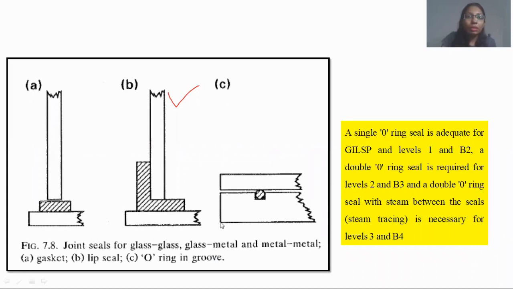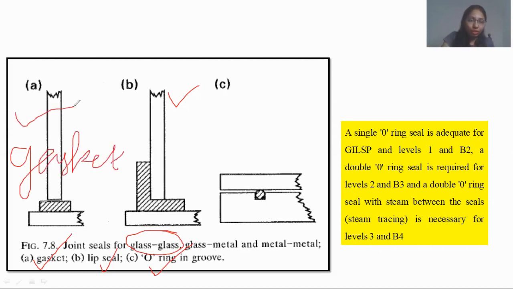So there are three different types of seals. One is gasket seal, one is lip seal, and the other one is O-ring in groove. Okay, so when you have to make a glass to glass aseptic contact, then you are going to use a gasket type of seal. Okay, this one. Lip seal, or you can say L seal, whenever there is contact between glass and metal. And when there is a contact between metal and metal, then there is an O-ring in groove. This big name is because there is an O shape.